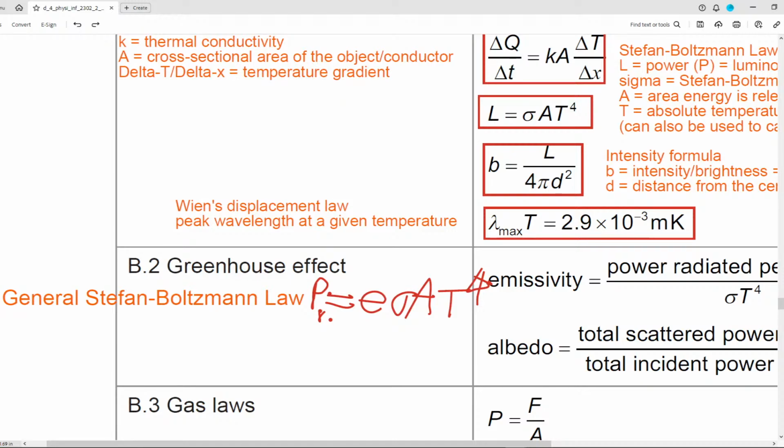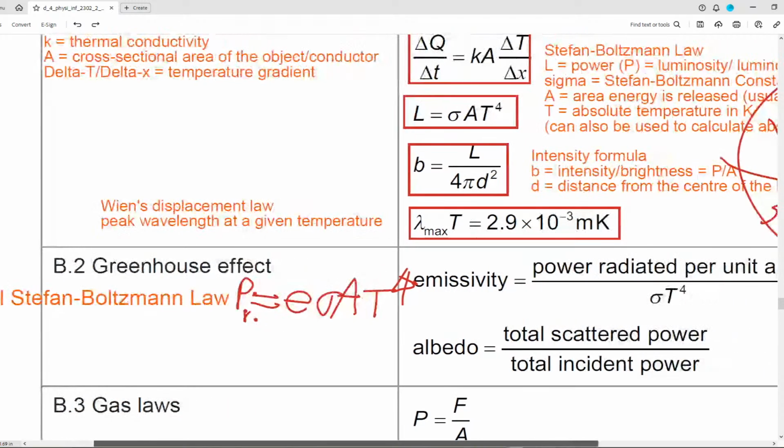So a bunch of energy coming in, okay, you'll get it reflected back out. That's called albedo, all right? The portion that's reflected back out is what albedo is trying to indicate.